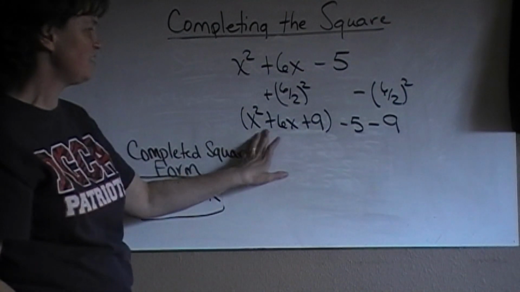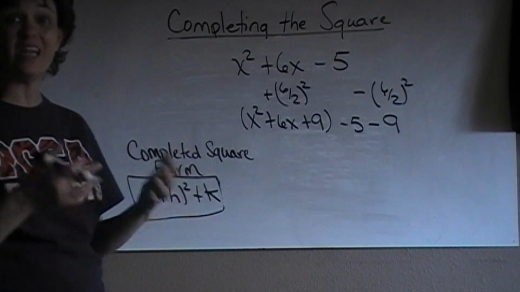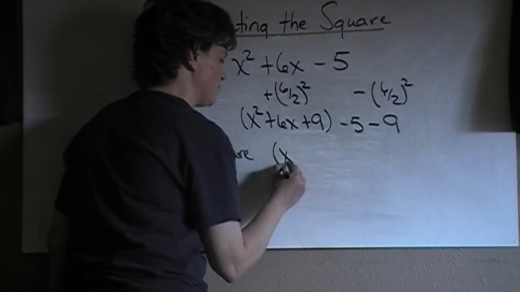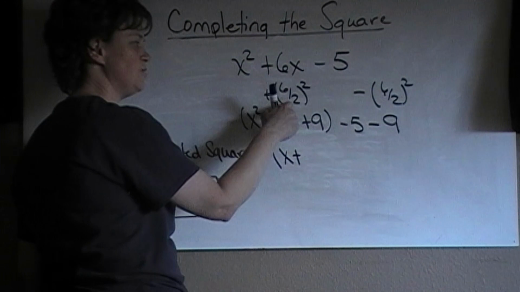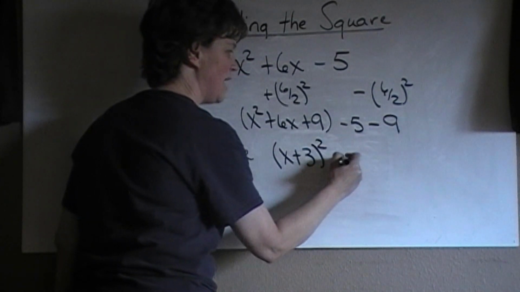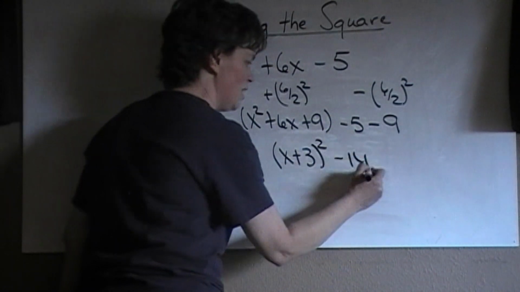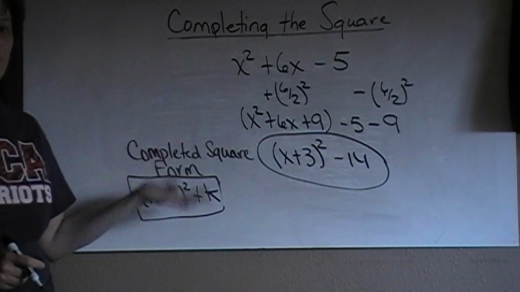This is a perfect square trinomial, and so we're going to write it as a perfect square binomial. X plus, take the b value: 6 divided by 2 is 3. This will always turn out to be that value. Squared, minus, well, what is negative 5 minus 9? That's negative 14. This again would be considered your completed square form.